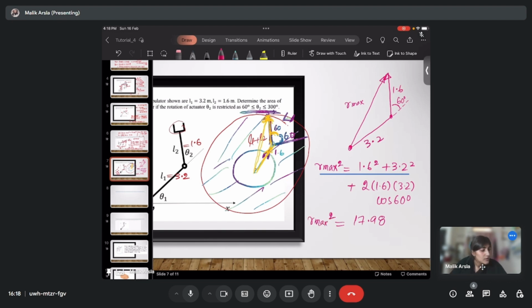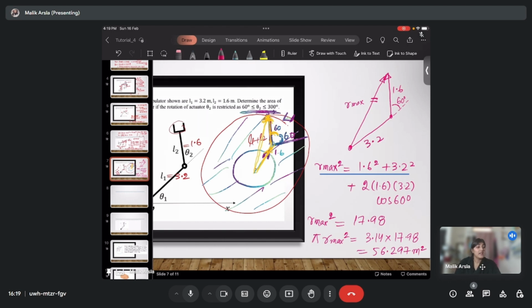Now, what will be the area of the circle when the radius is this? That will be pi r max squared, right? So it will be 3.14 into 17.98. What is this coming out to be? 56.297. The unit is meter squared, because the lengths are given in meters. So this is the area of the larger circle.